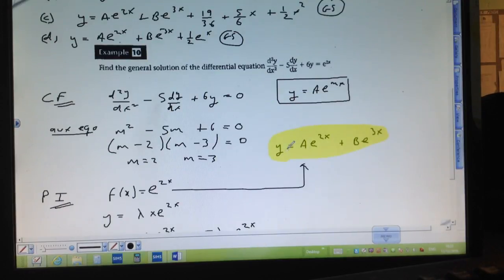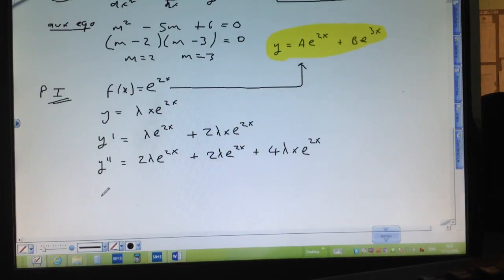Okay, right, put them back into the original equation. Well, there's the original equation again. So I've got this, which is going to be 4 lambda e to the 2x plus 4 lambda x e to the 2x. Sorry, that should be 2x there. Okay, minus 5 lots of this here.